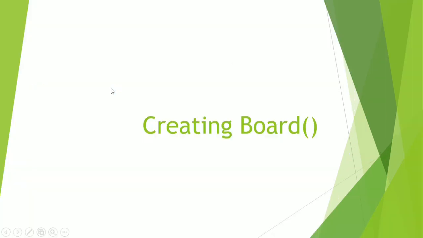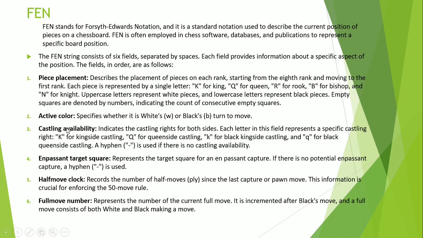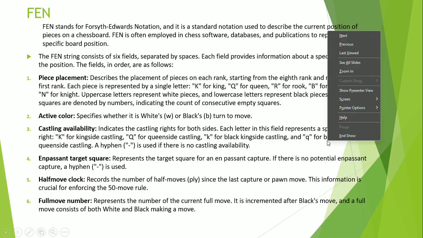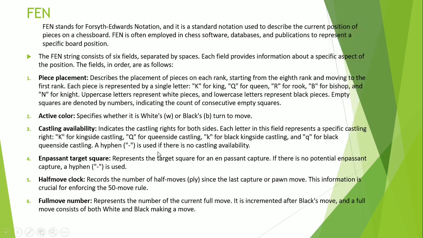Now, castling availability indicates the castling rights for both sides. Each letter in this field represents a specific castling right. Capital K for white kingside castling, capital Q for white queenside castling, small k for black kingside castling, small q for black queenside castling. A hyphen is used if there is no castling right available. I think it is self-explanatory.